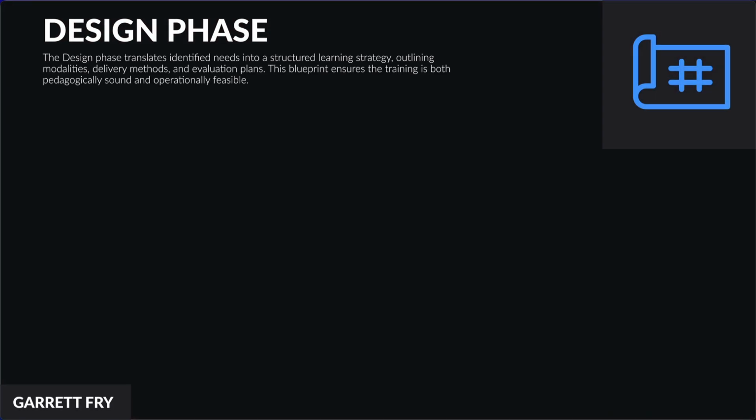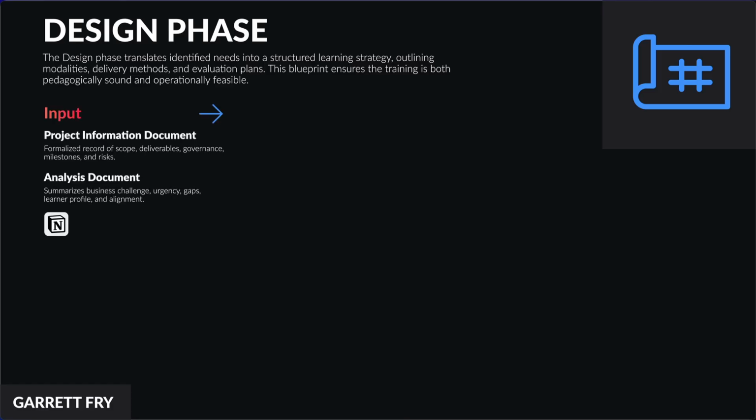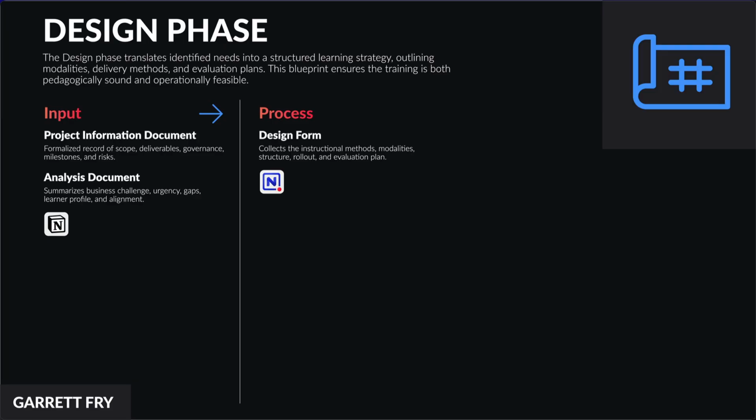In the design phase, we're going to turn our planning and analysis into a structured learning strategy. Our two inputs here are going to be, of course, other documents from previous steps, that of the project information document and our analysis document. Here again, we're going to fill out a form that's going to assist us in the kind of information that we're going to need, such as the instructional methods, modalities, structure, rollout, and evaluation plan.